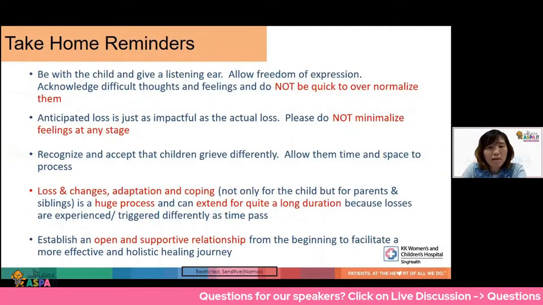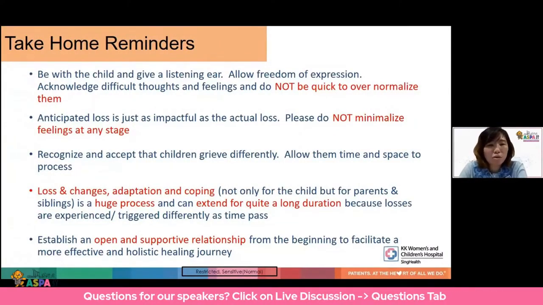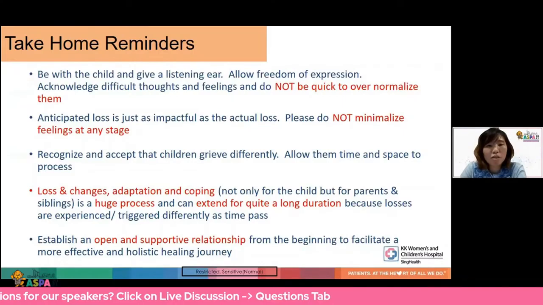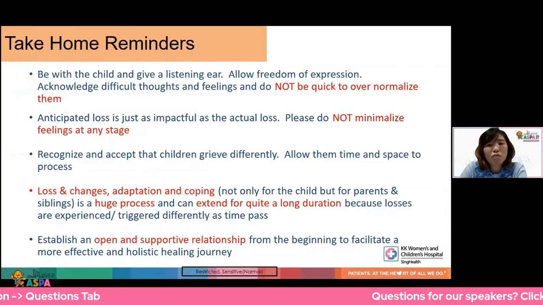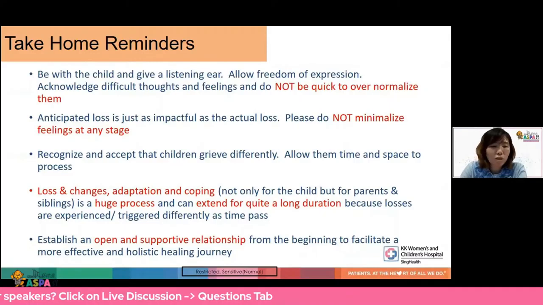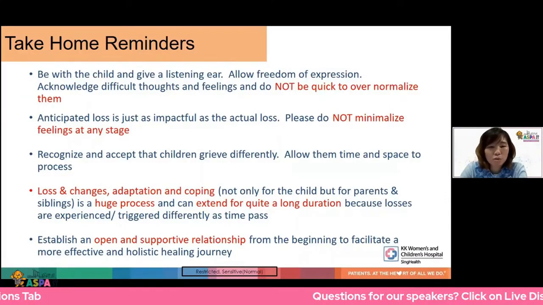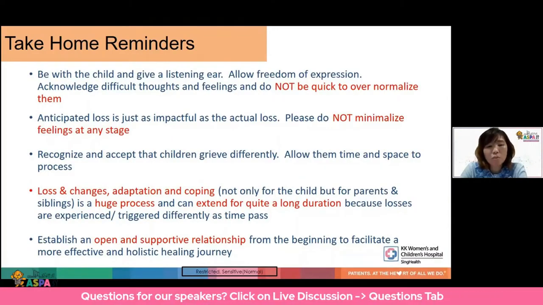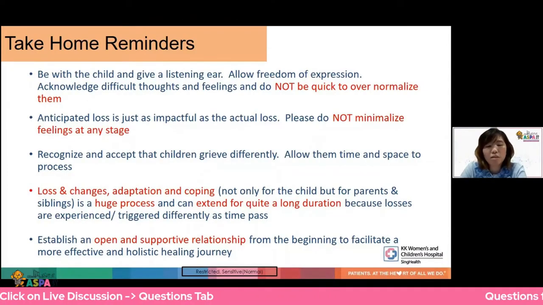At the end of the day, some of the take-home key points that we want you to take home are: not to be quick to over-normalize the child, to not minimize feelings at any stage, to allow them time and space to process the loss, the changes, the having to adapt and to cope with this huge process that is going to be extended for quite a long time, and also to establish an open and supportive relationship from the beginning to facilitate a more effective and holistic healing journey.